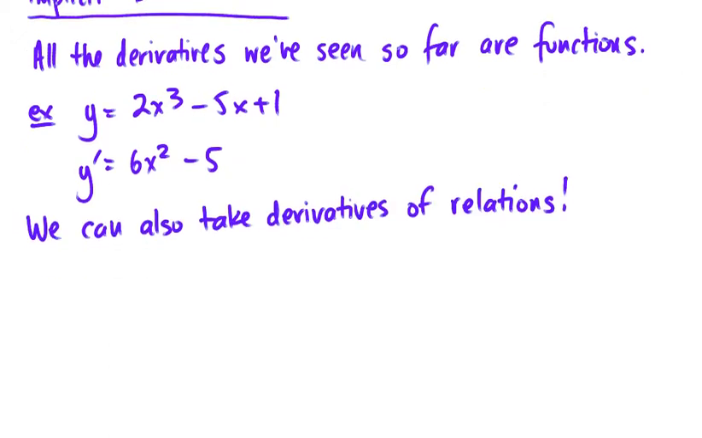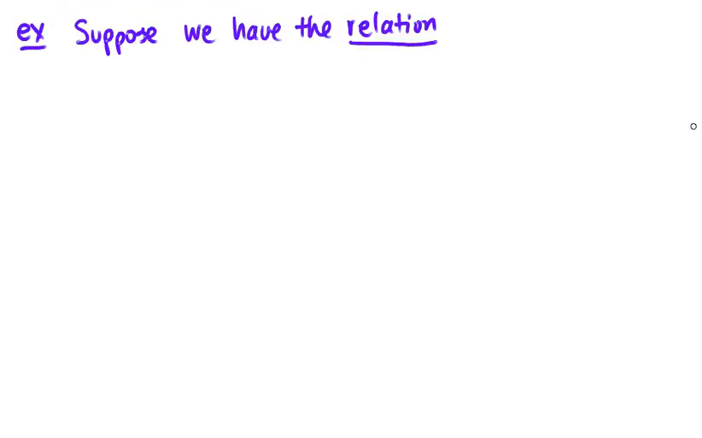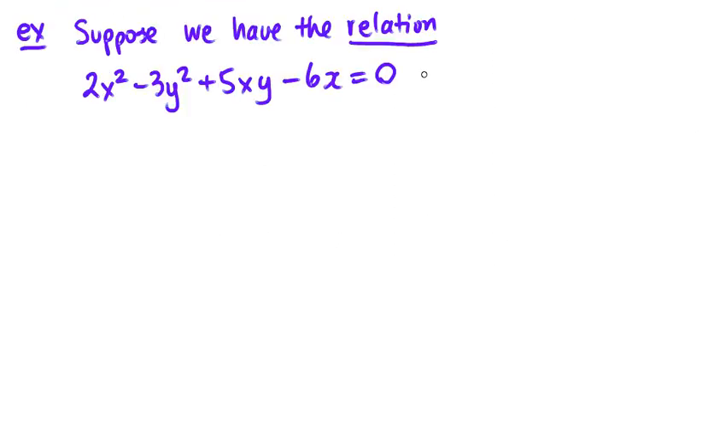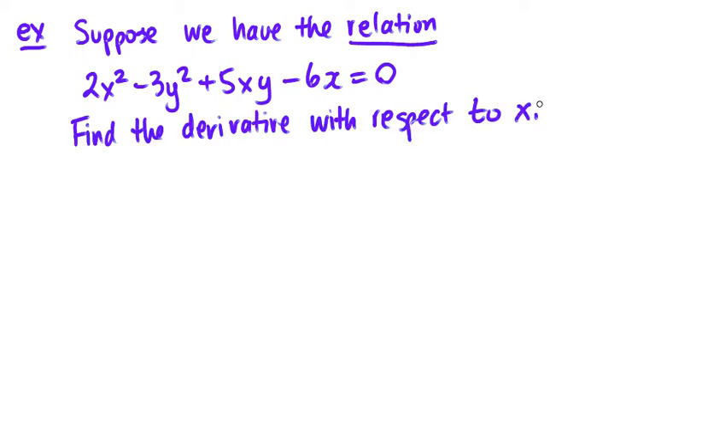So let's take a look at this through an example. Suppose we have the relation 2x squared minus 3y squared plus 5y minus 6x is equal to 0, and we want to take the derivative of this with respect to x like we've been doing in the past. And what we're looking for is what y prime is worth. But I've got this complicated relation where the y's and the x's are all mixed together. That's okay. We can just take this apart slowly and apply implicit differentiation to do that.